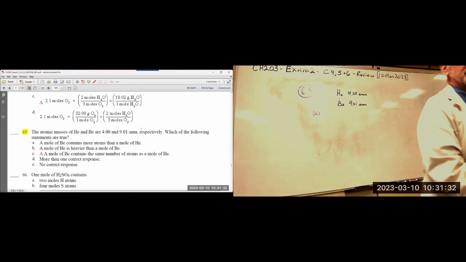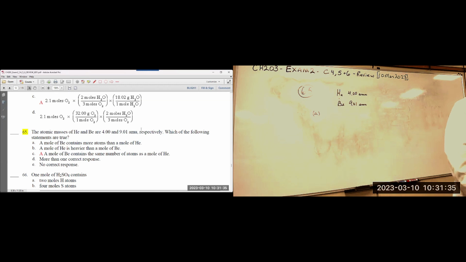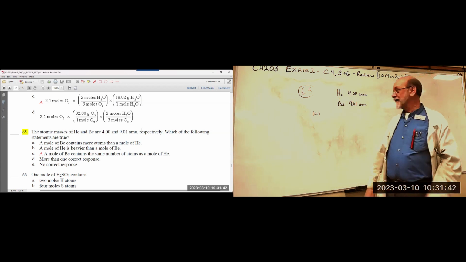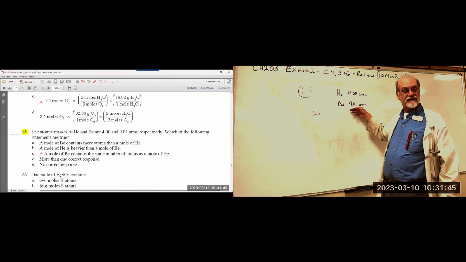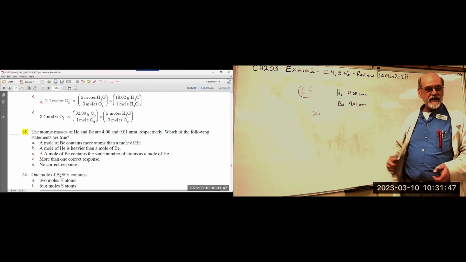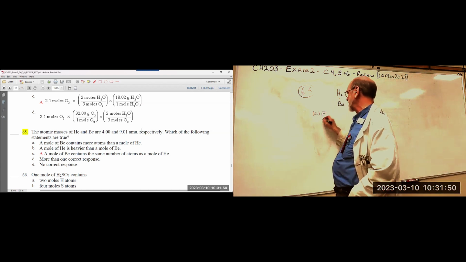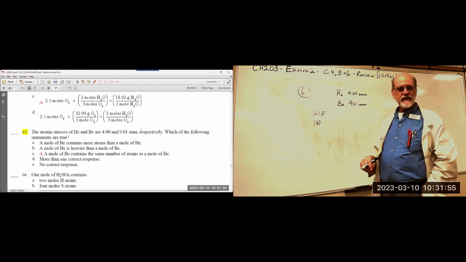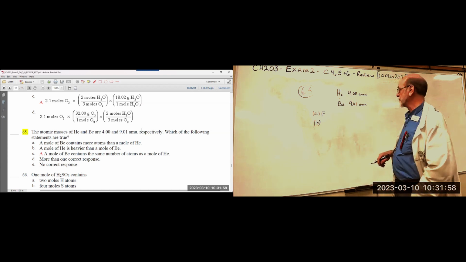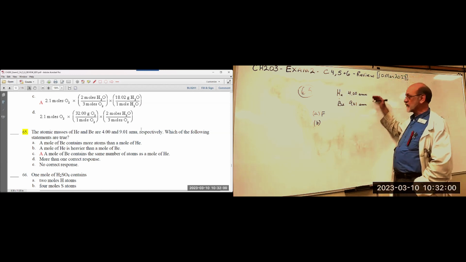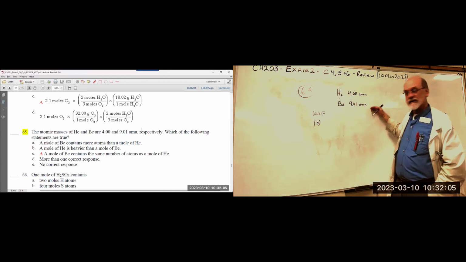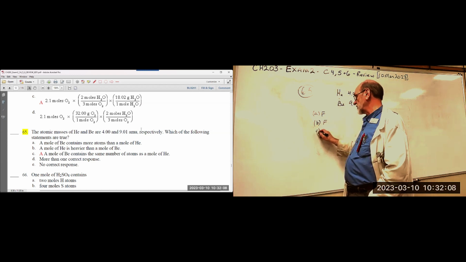What was that poet? Was it Gertrude Stein? A rose is a rose is a rose. A mole is a mole is a mole. Right? A mole of that is the same as a mole of that because it's the numbers of. So A is false. A mole of helium is heavier than a mole of beryllium. It's the other way around. If you have the same number of atoms, but these atoms weigh more, then this one's going to be heavier. So B is false also.